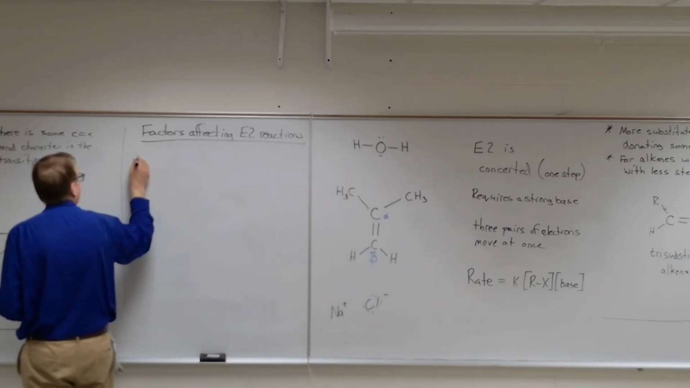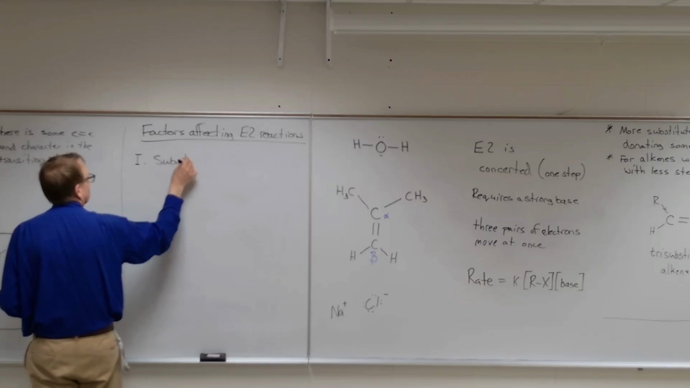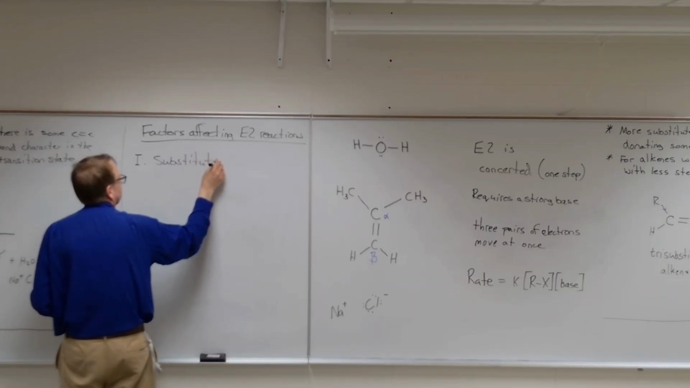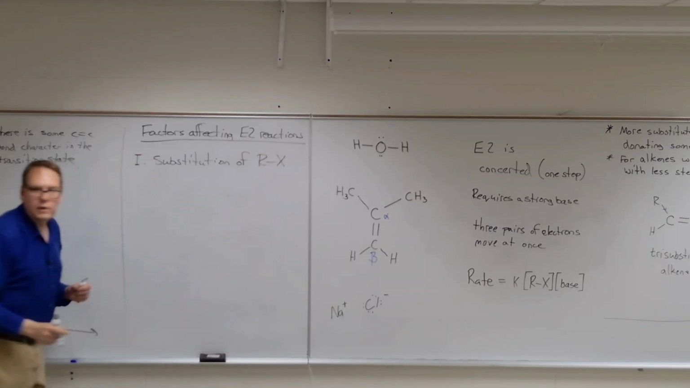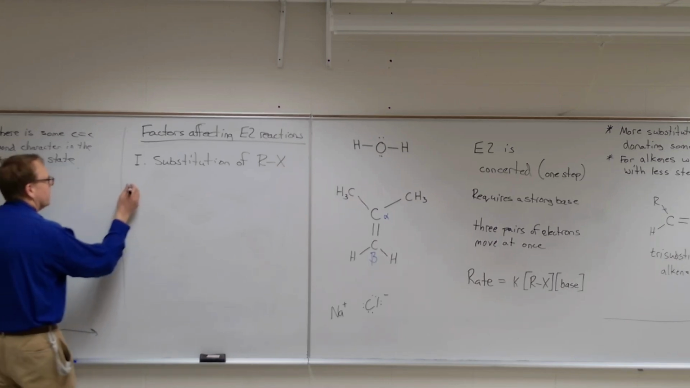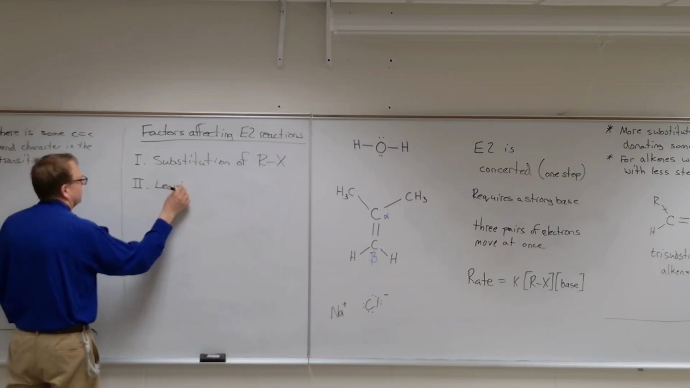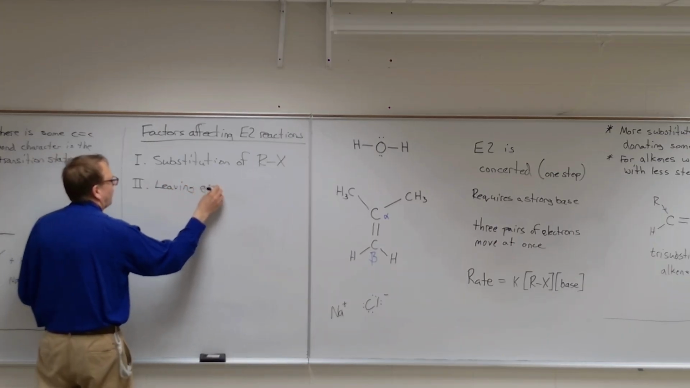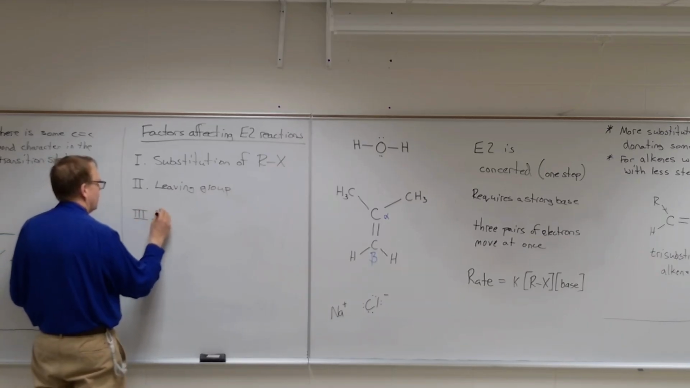So the first factor is substitution of the alkyl halide. Just like with SN2, we looked at classified alkyl halides as methyl, primary, secondary, tertiary, and that mattered for SN2. It's going to matter for E2 as well. The second factor is going to be a leaving group. What leaving group is present? The third thing is going to be nature of the base.